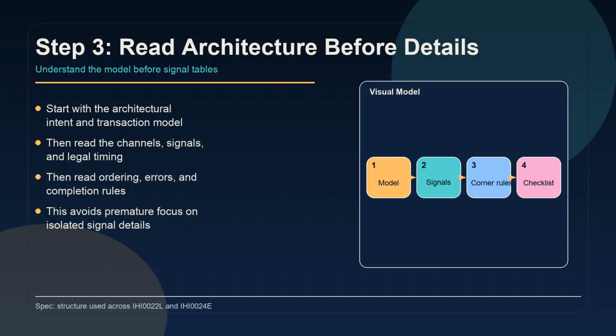A good reading order is layered. Start with the architecture model and transaction meaning. Only after that should you read the signal details, timing legality, and corner behavior. That keeps the team aligned on what the protocol means before debating micro details.